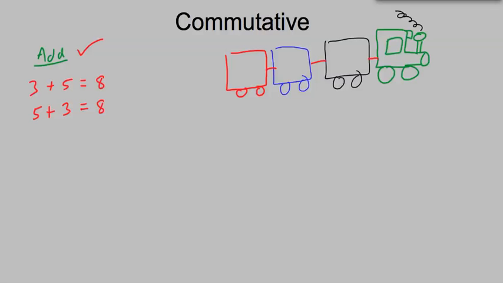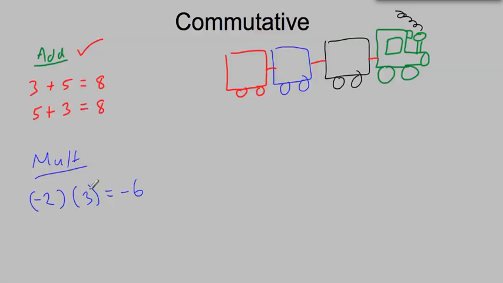Let's talk for a minute about multiplication. Is multiplication commutative? Again, let's set up a problem here. Let's go with -2 times 3. Well, we know that -2 times 3 is -6.